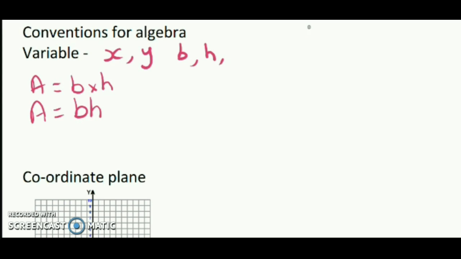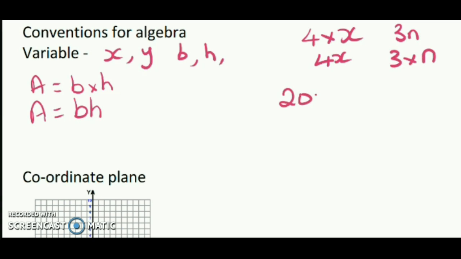So some more examples. 4 times x, we would just write as 4x, means 4 times x. 3n actually means 3 times n. 20 times a is equal to 20a. Okay, so you get the idea. When we have multiplication in algebra, we don't use a multiplication symbol. We just put the two things up close together. Obviously, if we've got 6 times 7, then we're going to multiply 6 times 7.